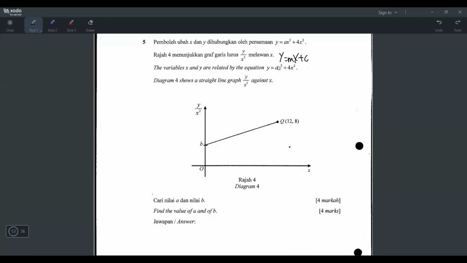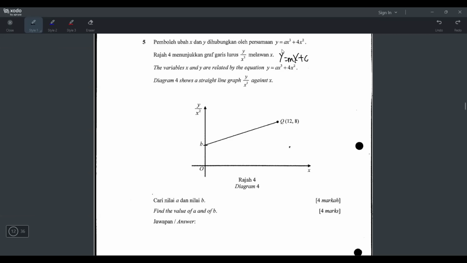And how to change to linear form? Okay, basically the idea is like this. You have to change it so that the y-axis of your equation matches the y-axis of the graph. That's what you want. You want the y-axis from your equation to match the y-axis from the graph. So now it's not the same, right? Your y-axis from the graph is y over x square.